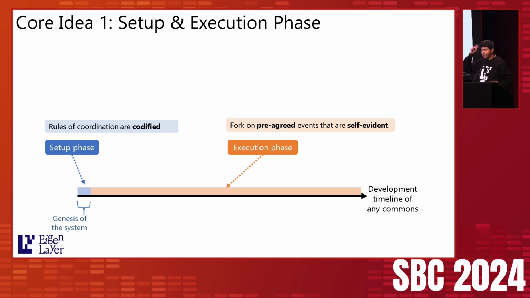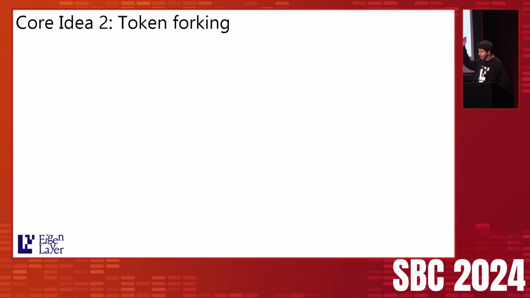One thing that gives us a good match here is that intersubjective faults are self-evident because they're off-chain observable. So that's a good match for the framework we're talking about and this core idea. The second core idea is, as I said, we're building on Ethereum, we have no right to fork Ethereum. What are we going to do? We create a new idea we call token forking.